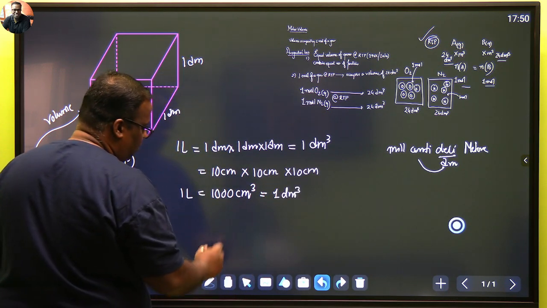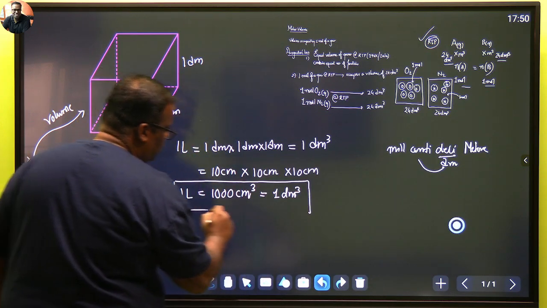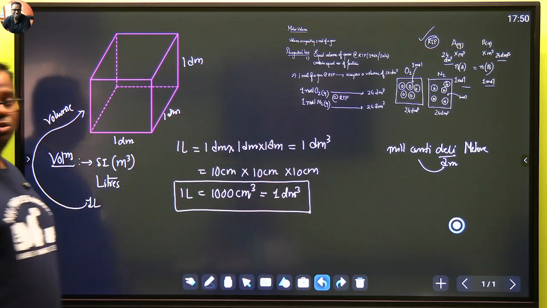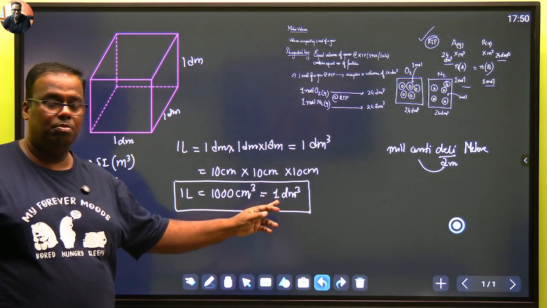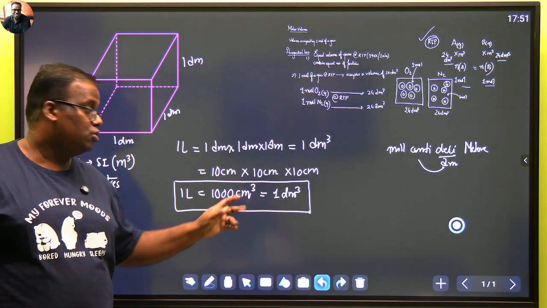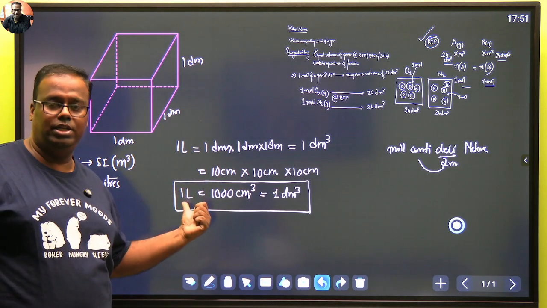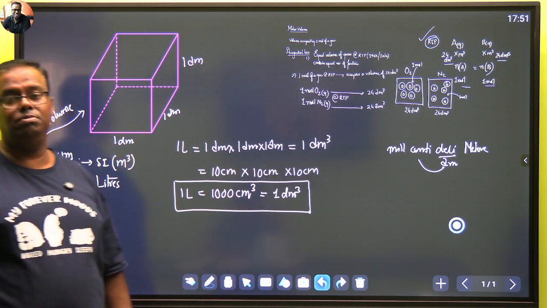This is a very, very important conversion that should be at your lips. Usually in Cambridge, you will get your volumes in dm cube, but there will be some problems where it will be in centimeter cube. So 1 dm cube is the same as 1 liter, and 1 liter is 1000 centimeter cube. Keep this in your mind.